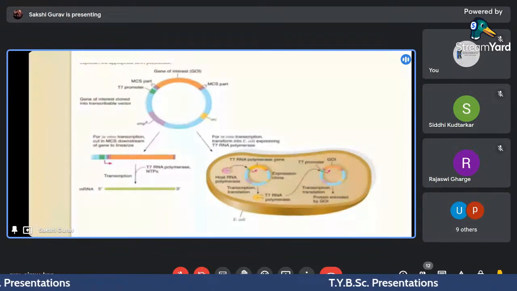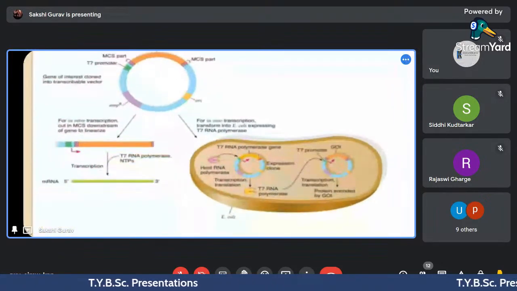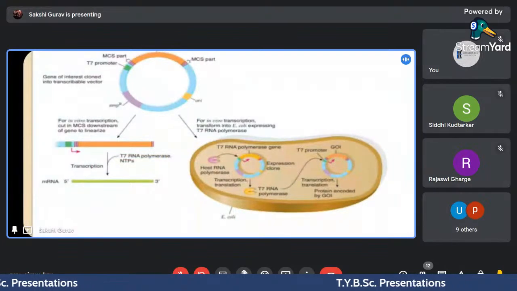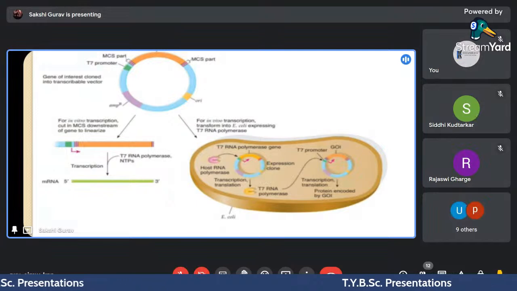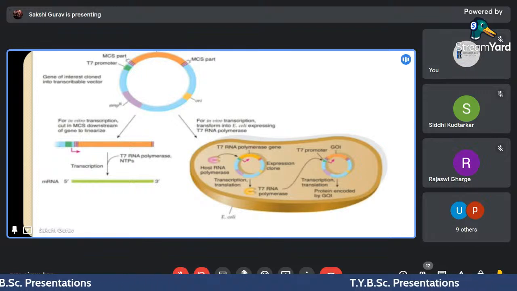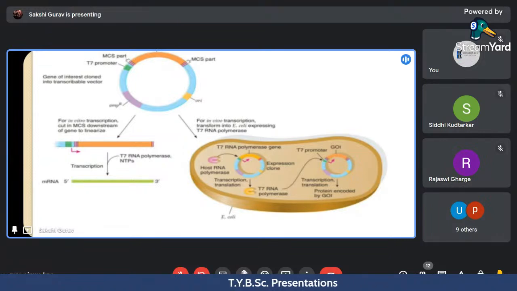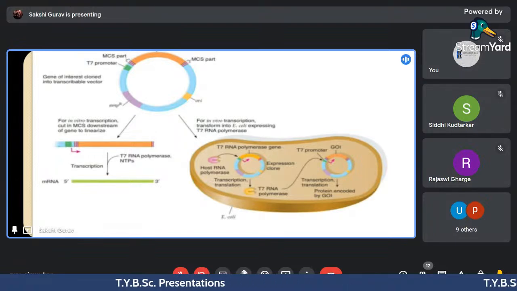Here it is given in the diagram that in E. coli there is a gene of interest that has to be expressed, and that gene of interest has a T7 promoter only. But for the T7 promoter, we do not have T7 RNA polymerase. So for that, we are taking a plasmid vector. In that, we are inserting a gene that expresses T7 RNA polymerase, and then this plasmid that contains the T7 RNA polymerase gene is inserted into the E. coli by a transformation process.